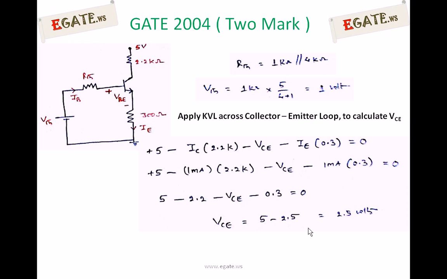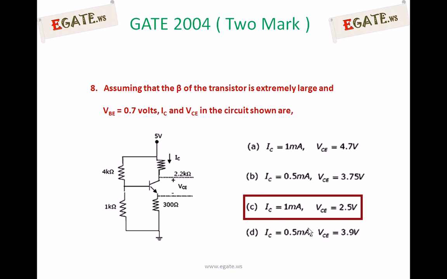So IC calculated is 1 milliampere, VCE calculated is 2.5 volts. The correct answer for the given question is C.